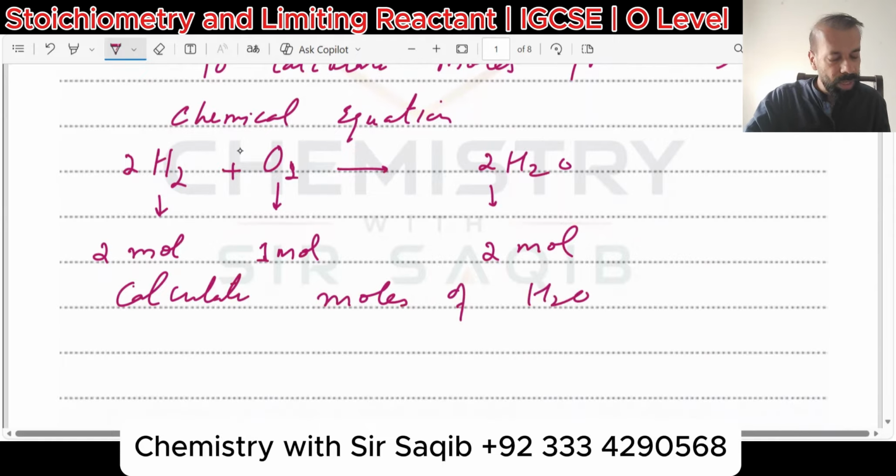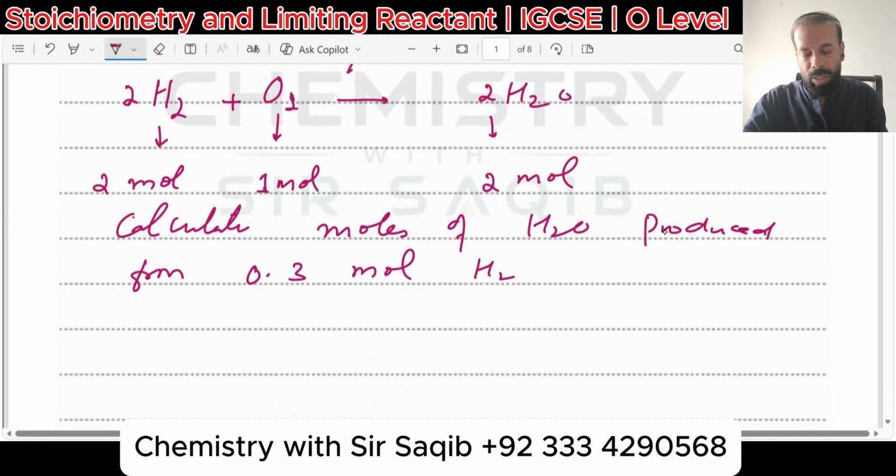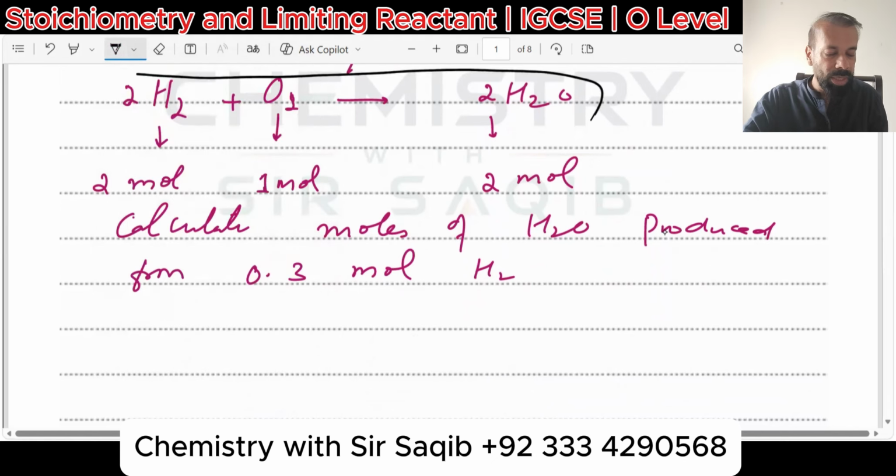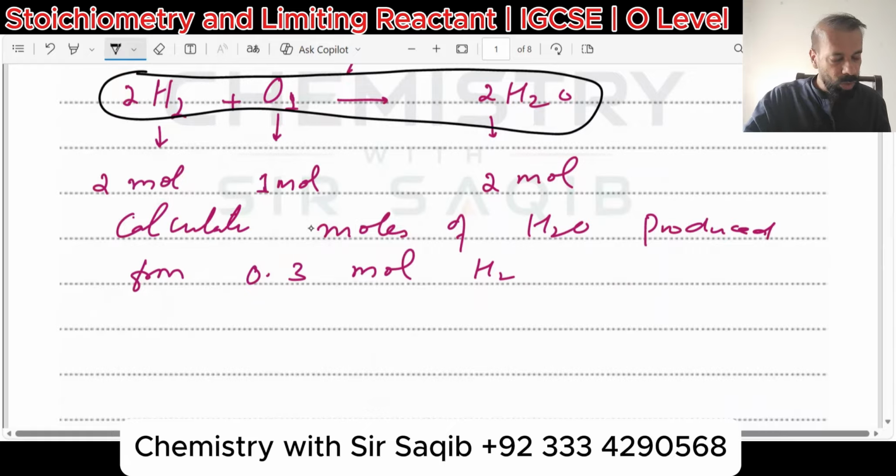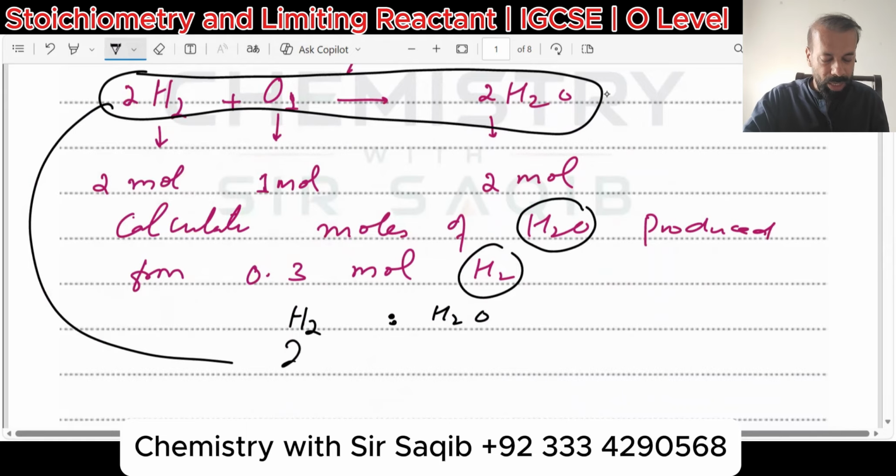So can you calculate moles of H2O produced from 0.3 mole hydrogen? So how will you use this concept? How will you use the balanced equation? Now look at the balanced equation. What is the mole ratio? You are asked to calculate this from this. So write the ratio of hydrogen and water in the equation. In the equation there are 2 mole hydrogen and 2 mole H2O, right?